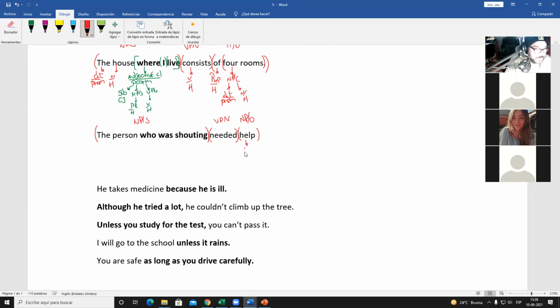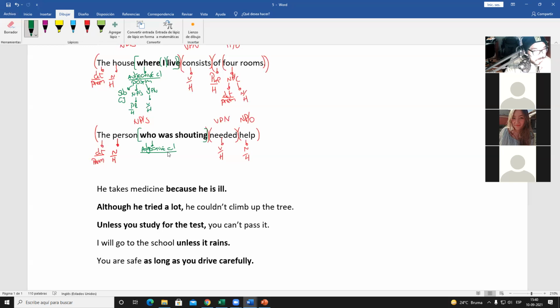The easiest part, noun head, verb head. And now the article is a determiner, premodifier, person is a noun head. And in green, the adjective clause. Do I need it?